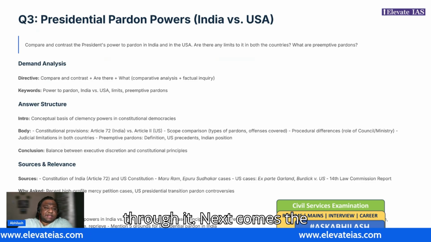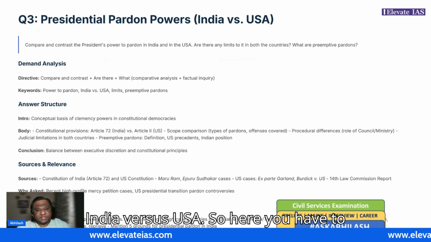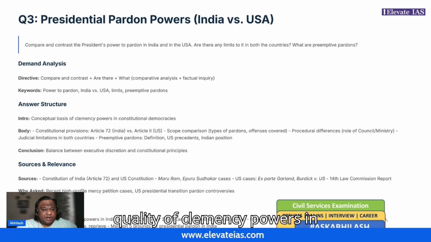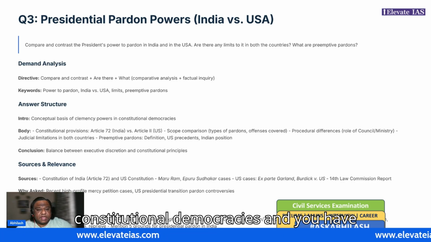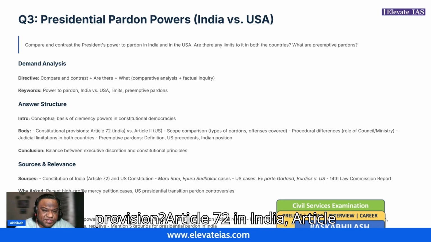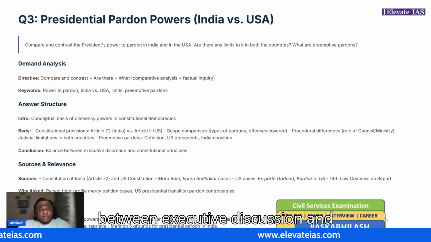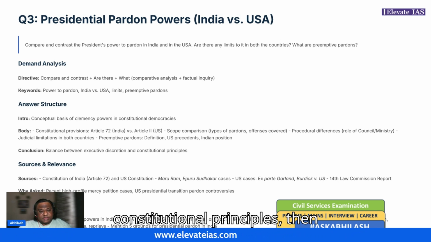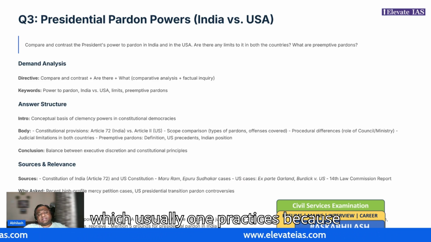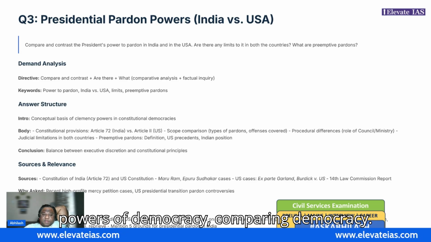And next comes the comparative question, which is presidential pardon powers of India versus USA. So here you have to again focus on conceptual clarity of clemency powers in constitutional democracies, and you have to see which article of India, which article of the US provides this provision. Article 72 in India, Article 2 in the US. Balance between executive discretion and constitutional principles. Then, this is a question which one usually practices because it is directly in the syllabus, about powers of democracies, comparing democracies.